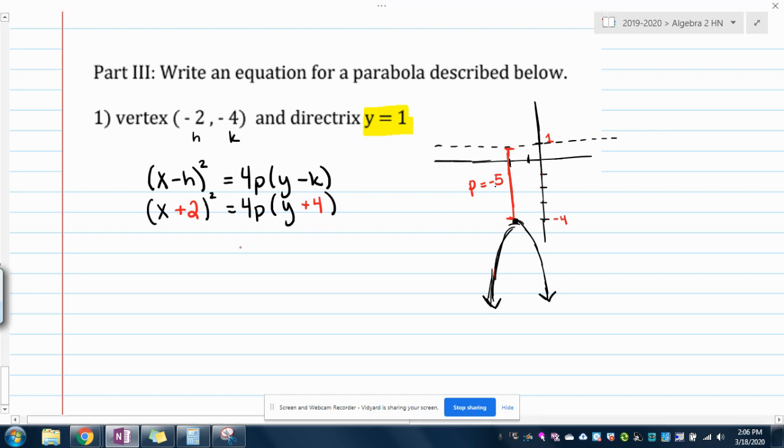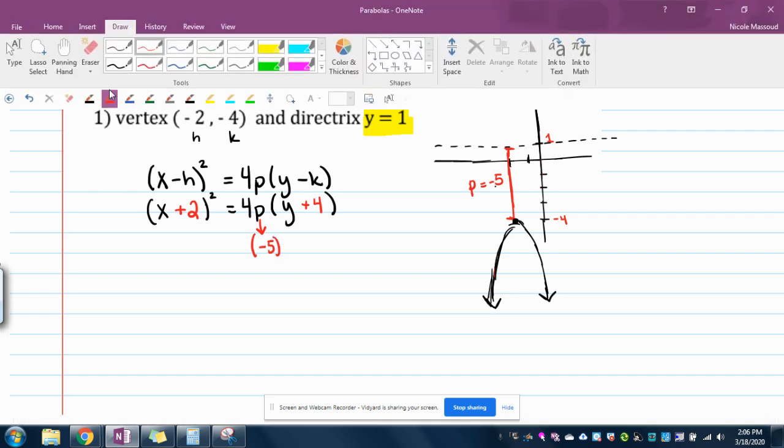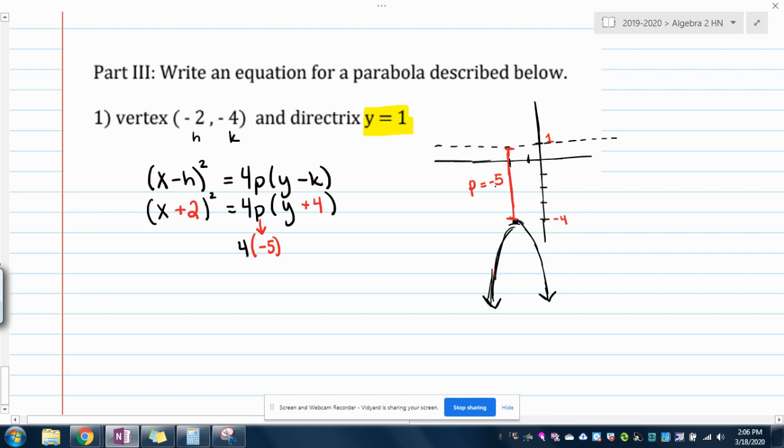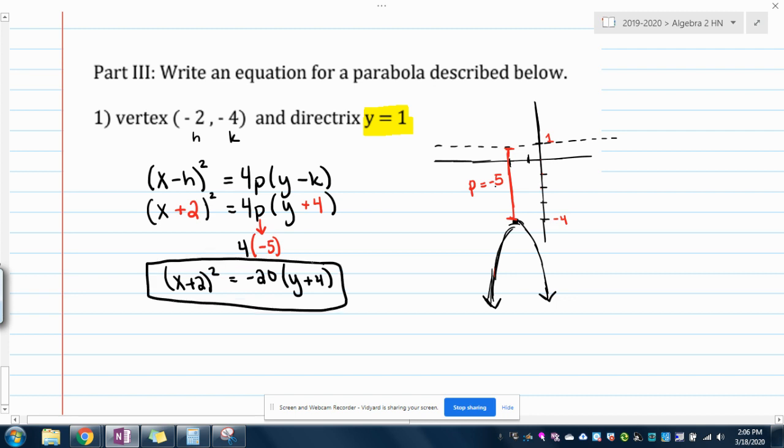So I'm going to put here negative 5, and it's going to be times 4. So that means it's going to be negative 20, and then I bring everything else down. And that is my equation. I know it doesn't ask you for this, but what is my focus?